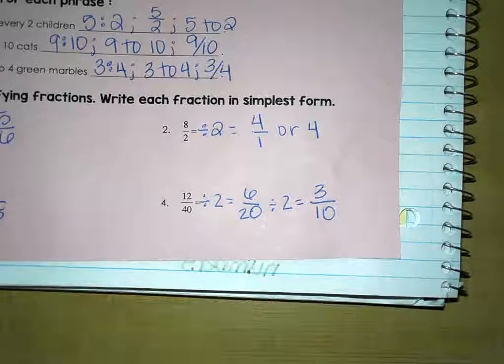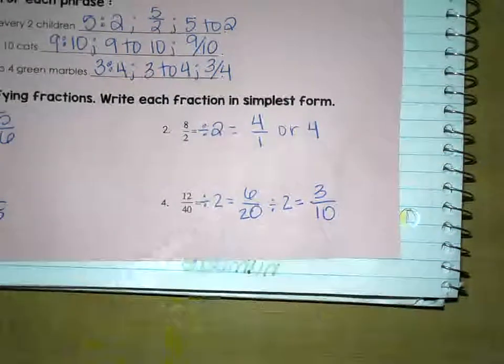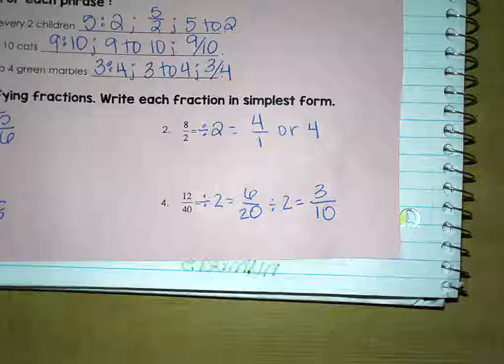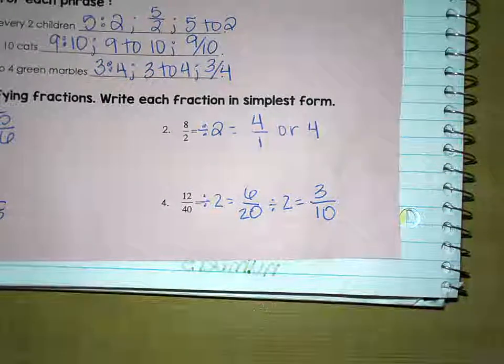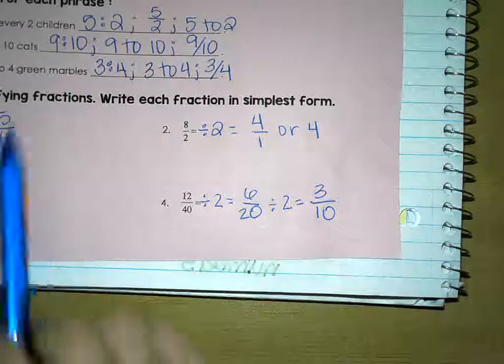If I didn't want to take out a 2 twice, what other number could I have taken out the first time, everyone? 4. I could have also taken out a 4, and I would have gotten the exact same answer. Is either way okay? Yes. Absolutely. You do what works for you. Any questions on simplifying?